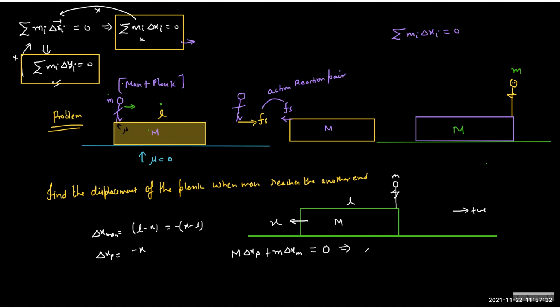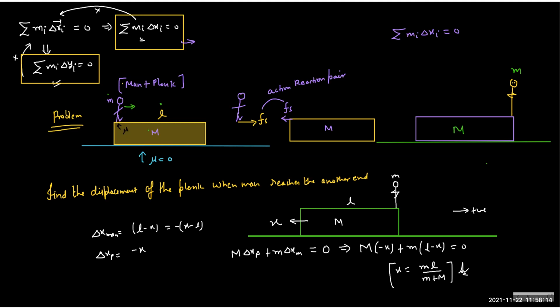Now this will lead to a very simplified answer. So M times delta x plank is minus x, plus small m times delta x man, which is L minus x, equals 0. The moment you solve this, x will be mL by capital M plus small m. You can see the answer having the sum of masses in the denominator. L is called the relative displacement, not the absolute displacement in the ground frame. So you go from one end of the plank to the other end.